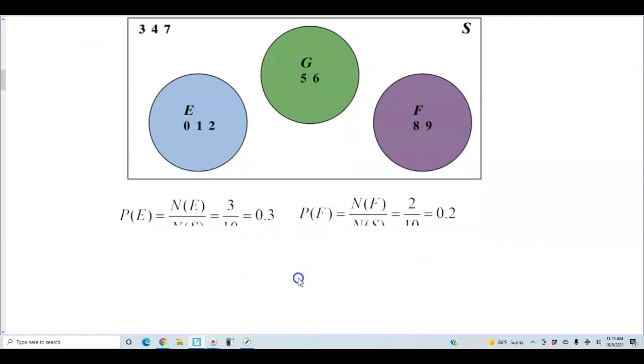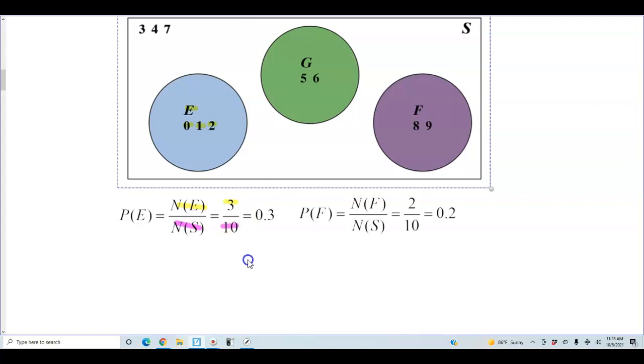So, again, we saw earlier, how many outcomes do we have in event E? Well, we see that there are 3 outcomes in event E. And we're dividing it by the total number in the sample space, which is 10. And we end up getting 3 over 10, which is 0.3.